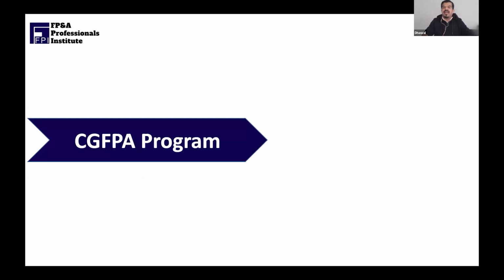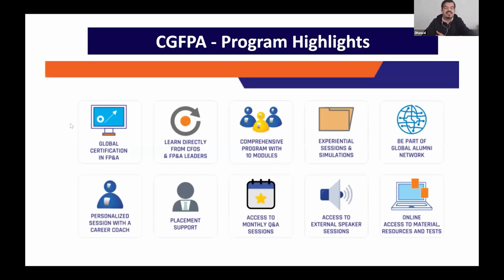Now, in order to incorporate all the developments or the gaps that we identified through the CFO survey, we have come up with a 6-month exhaustive certification program called the Certified Global FP&A Professional Program, right? So let's quickly talk about this program. Again, it's a 6-month global certification. The curriculum is curated by CFOs and leaders, like Asif, me, and some others as well. And it has 10 modules. We'll just talk about that in a little while.